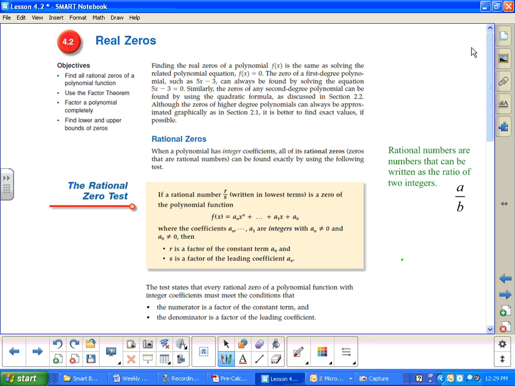Okay, real zeros. Finding the real zeros of a polynomial is the same as solving the related polynomial equation.